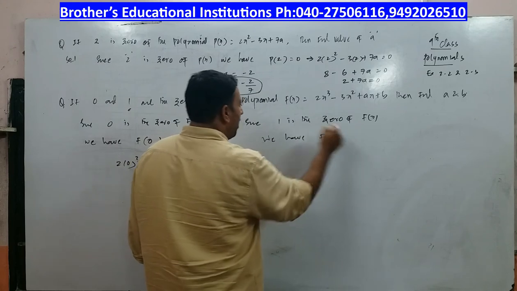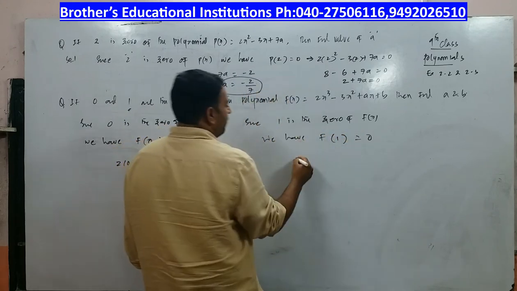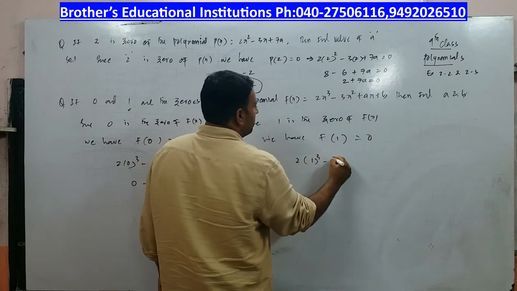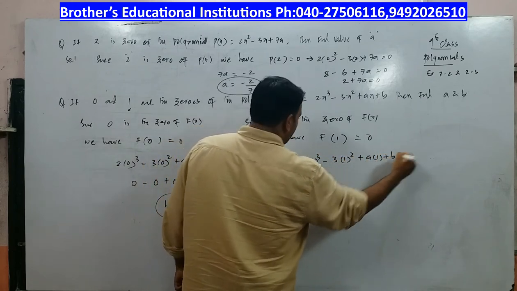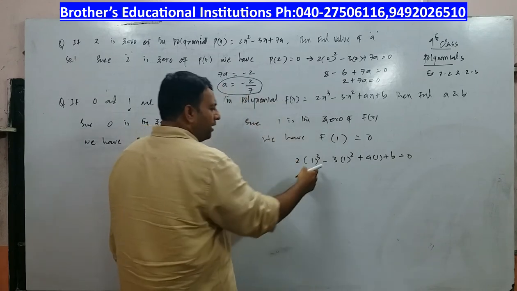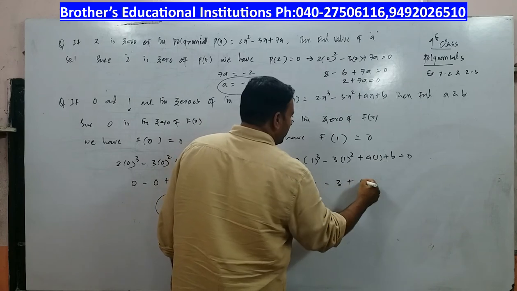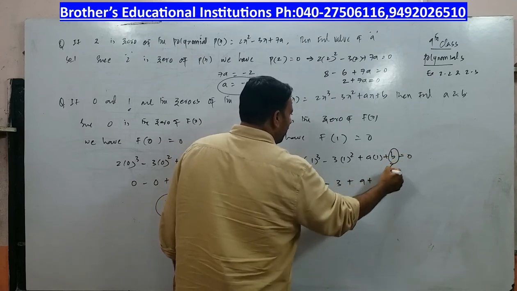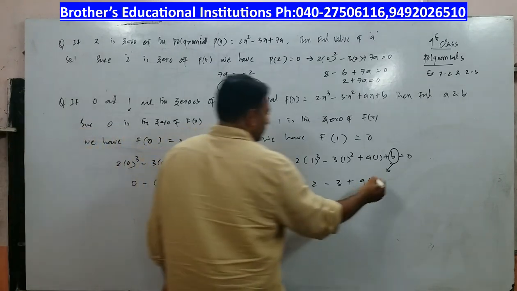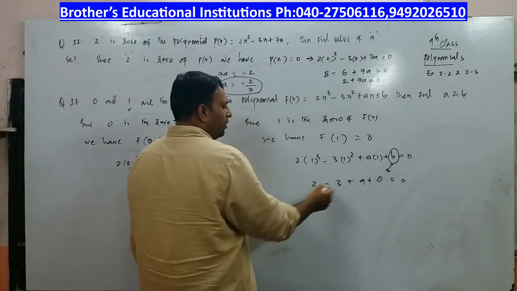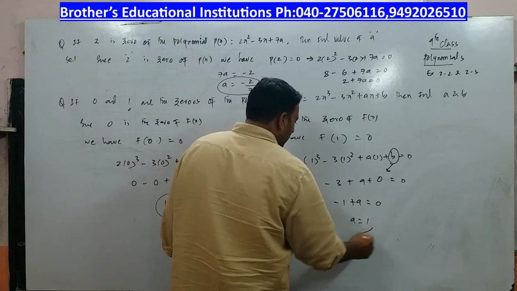Now again I will write, since 1 is the zero of f of x, we have f of 1 is equal to 0. How do you calculate f of 1? 2 into 1 cube minus 3 into 1 square plus a into 1 plus b is equal to 0. What is 1 cube? 1. 1 into 2, 2. 1 square, 1. 1 into 3, 3. a into 1, a. Plus, what is the value of b you got from the previous result? b is equal to 0. What is 2 minus 3? Minus 1. Plus a is equal to 0. So a is equal to 1.